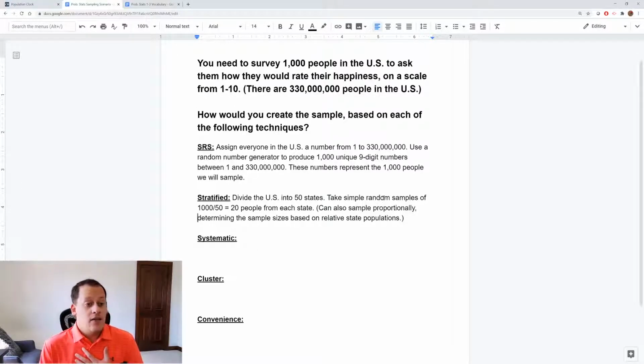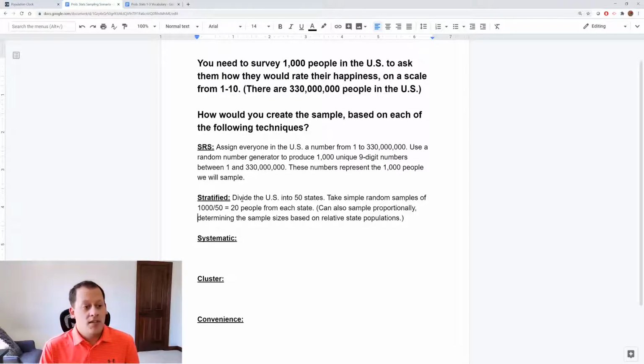And I'm taking a simple random sample of 20 people from each state, but I realize that could be problematic because we're taking 20 people from North Dakota or Idaho and 20 people from New York and California, even though New York and California have many more people. So you could take the same sample size from each state, or you could sample proportionally based on state populations. Again, there's not just one way of doing this.